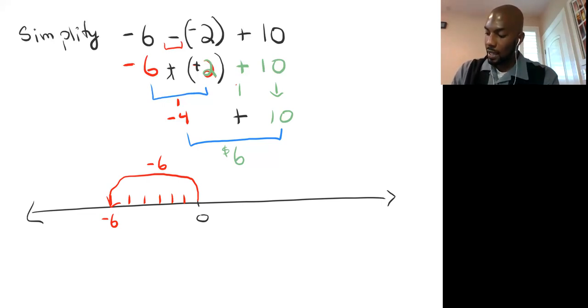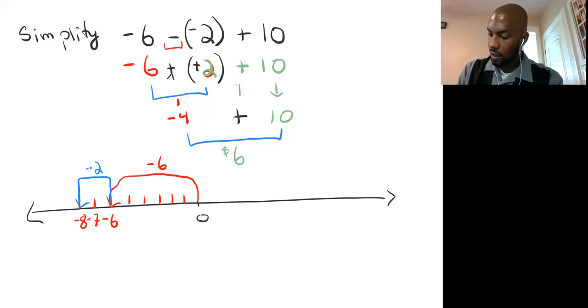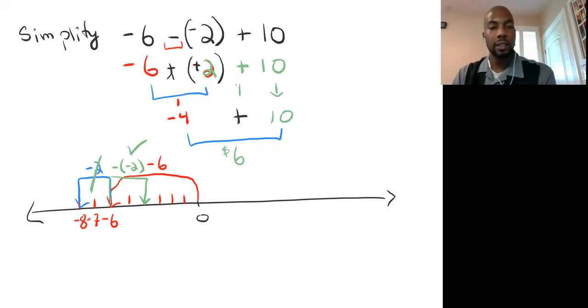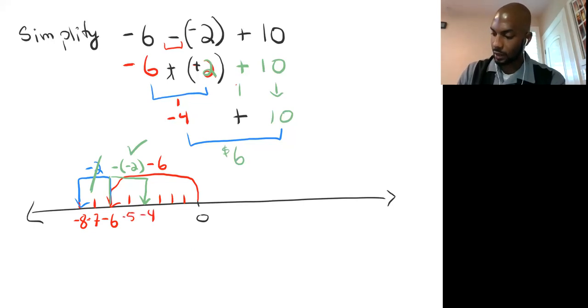Well, if -6 and -2 goes this way to the left, the opposite of that is going to the right 2. This is the opposite of going to the left 2. So I don't do this, I do this. The opposite of going to the left 2 is going to the right 2. And that puts me at -4. Is that correct? Yep, that's what we had up here.